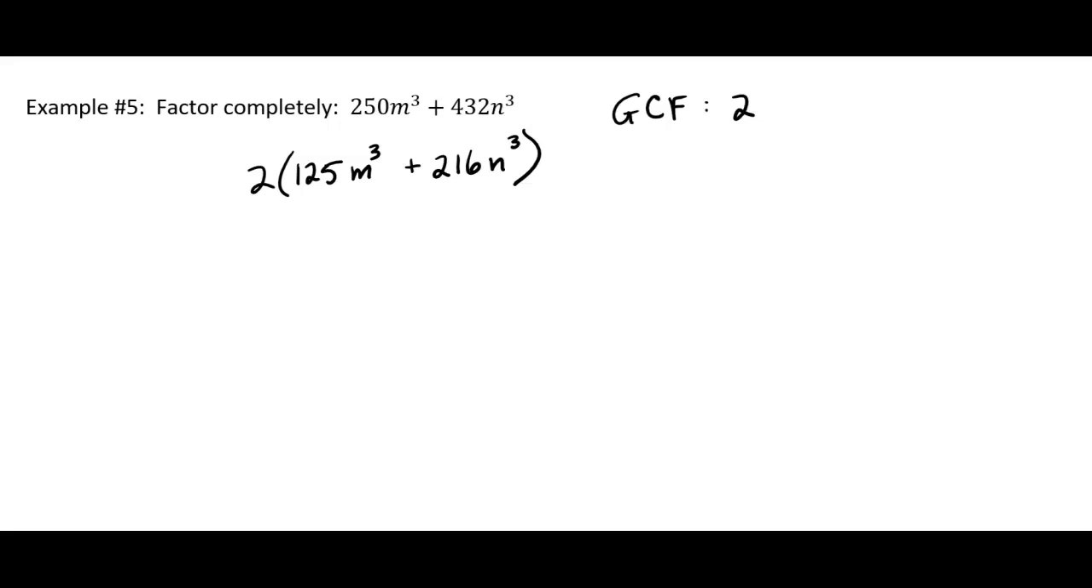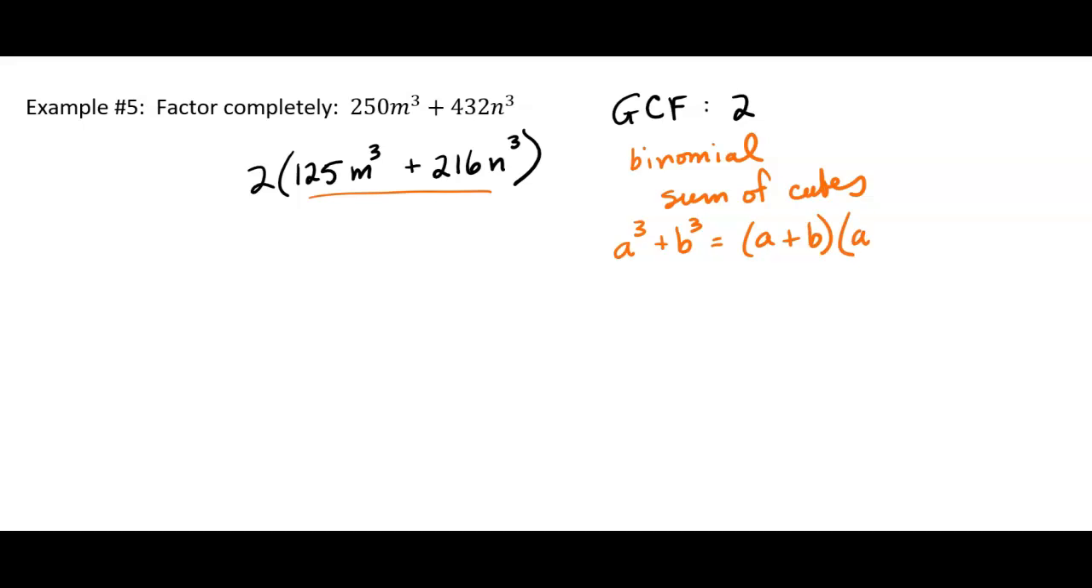Okay, so now you have to look at the parentheses and say, well, what is this? There are 2 terms, so it's a binomial. It's not the difference of squares, because it's not subtraction for one thing, and they're not squares, but it is the sum of cubes. So that's exciting. Now, the sum of cubes formula goes like this. a cubed plus b cubed factors into a plus b times a squared minus ab plus b squared. So that's how it works.